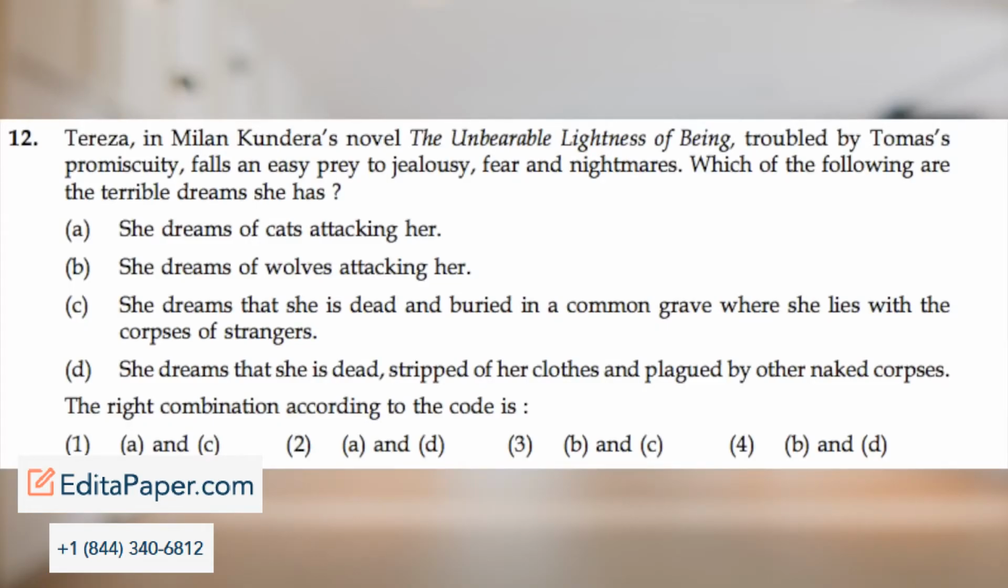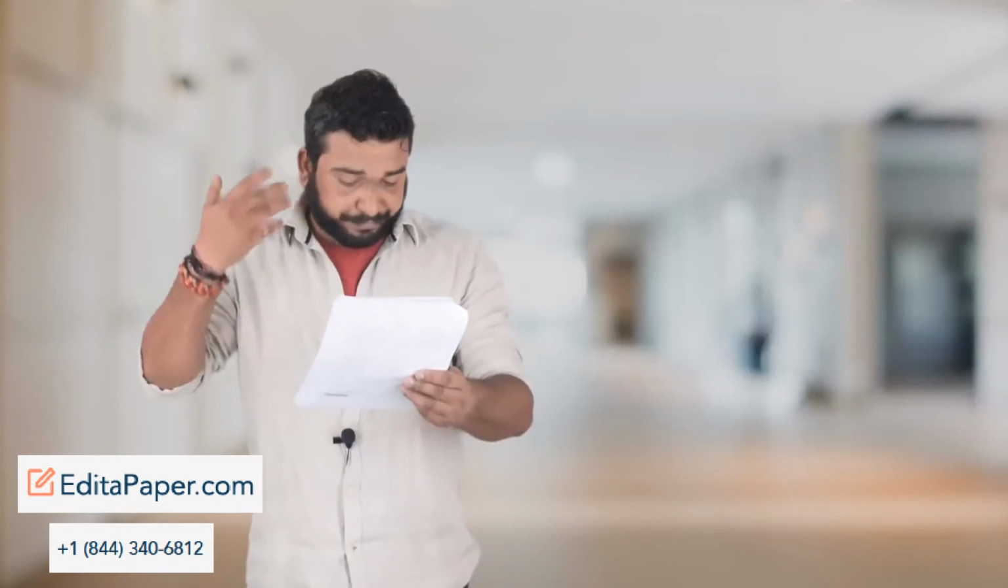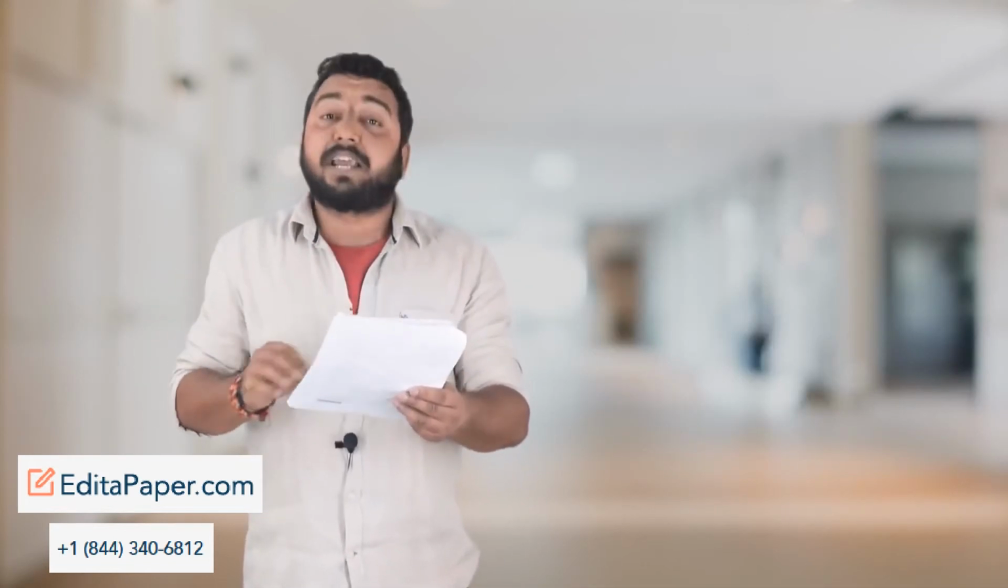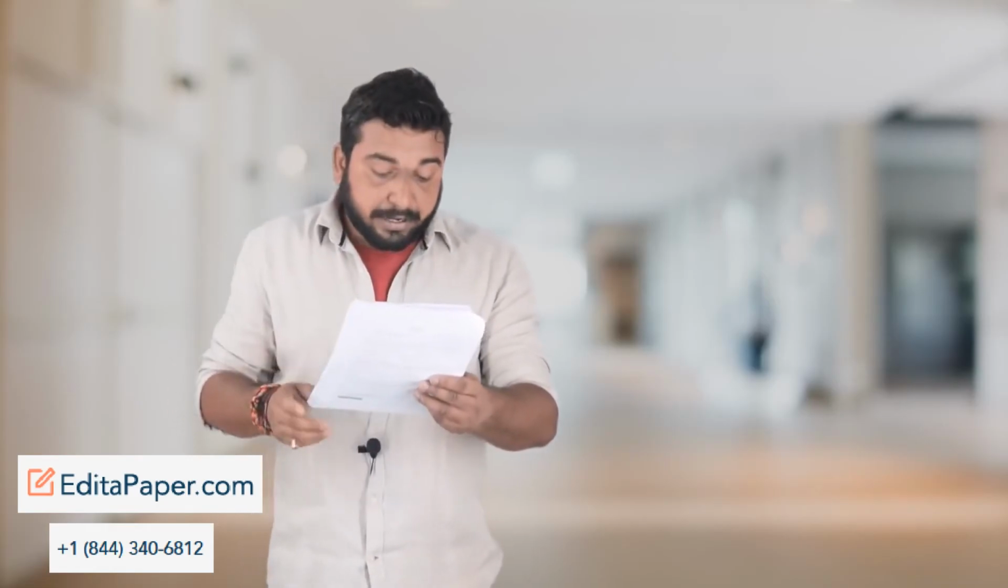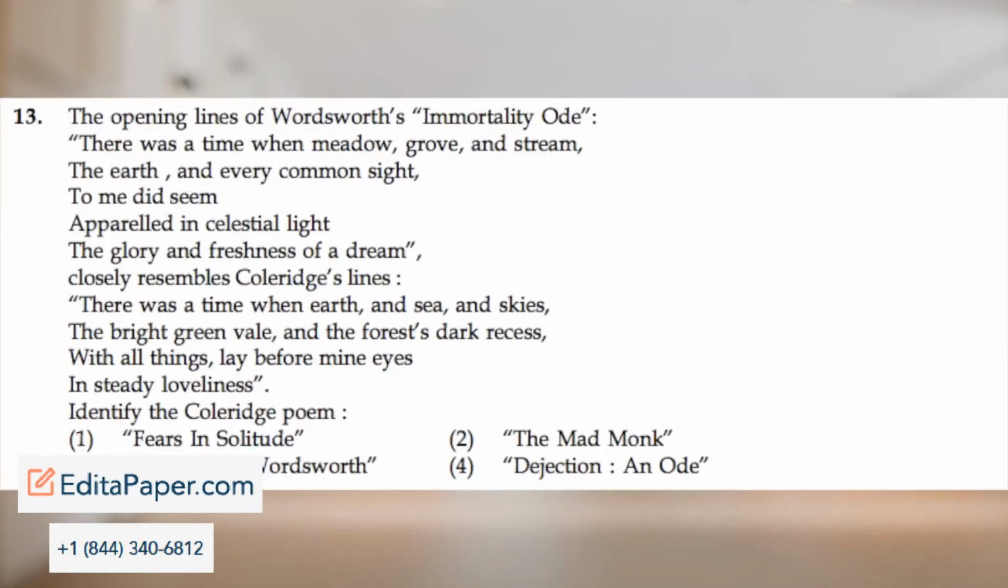First thing, she was very much scared of cats, because in her childhood she got attacked by cats. So she would always have dreams of cats attacking her. Second thing, she would always assume that her body has been plagued by dead bodies, and she dreams that she's dead, stripped of her clothes. So the answer here is A and D. These are the answer. Let's go for question number 13. So guys, question number 13. The opening lines of Wordsworth's Immortality Ode.